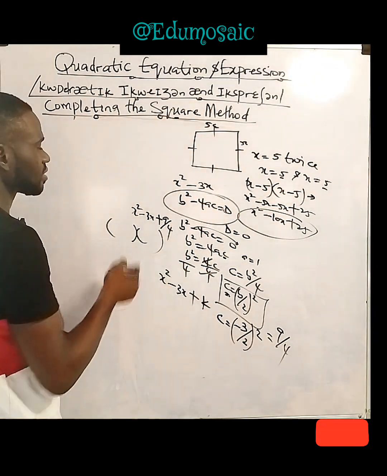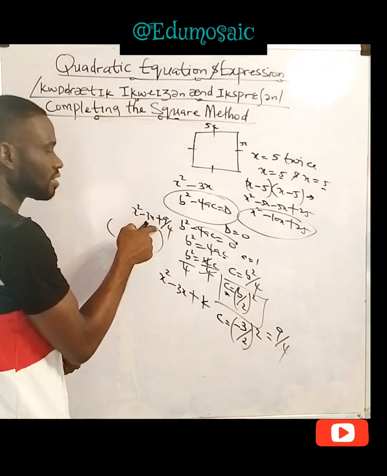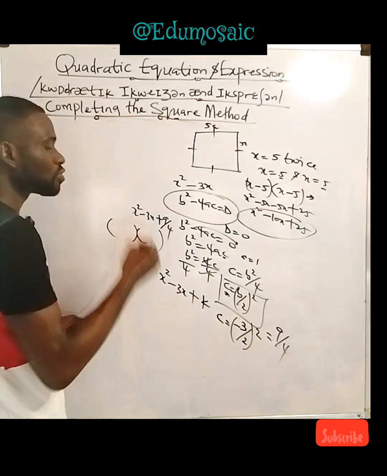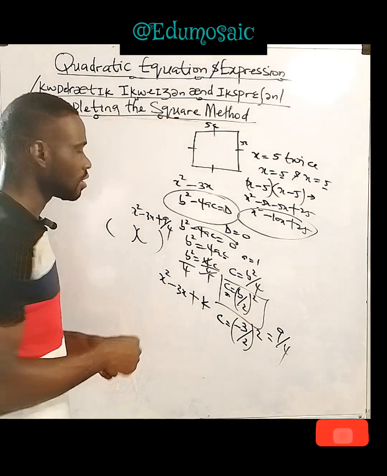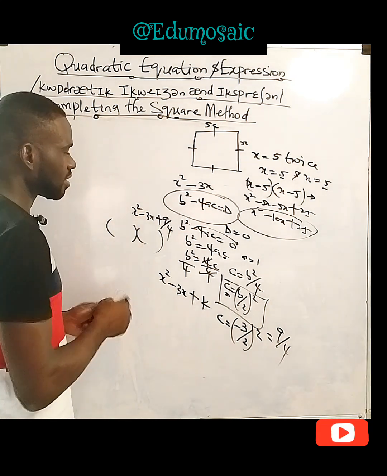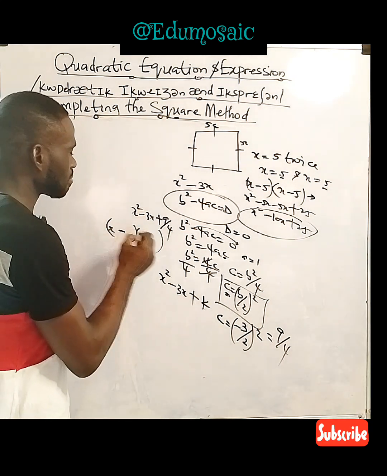How do we work on this? Don't forget the product is positive. If the product is positive, it means the roots have the same signs. It means the roots are either plus plus or minus minus. So what do we have in the sum? The sum is minus. It means the roots are both minus, minus, minus.